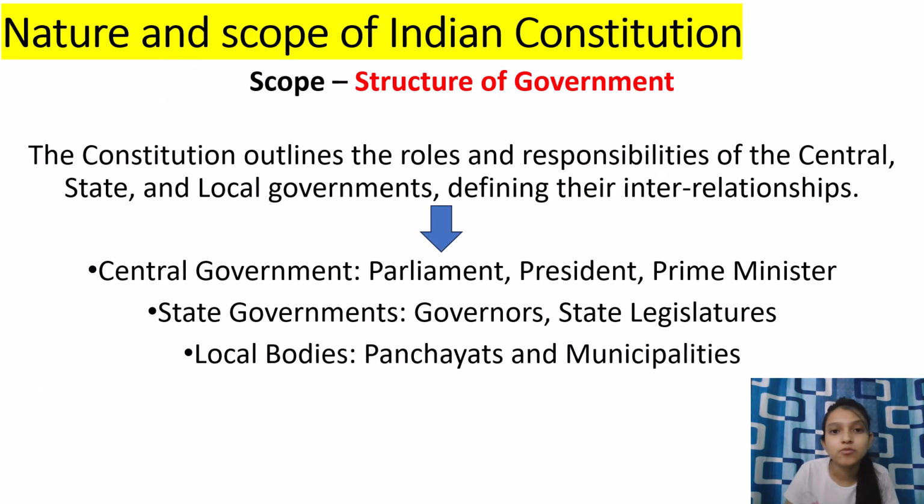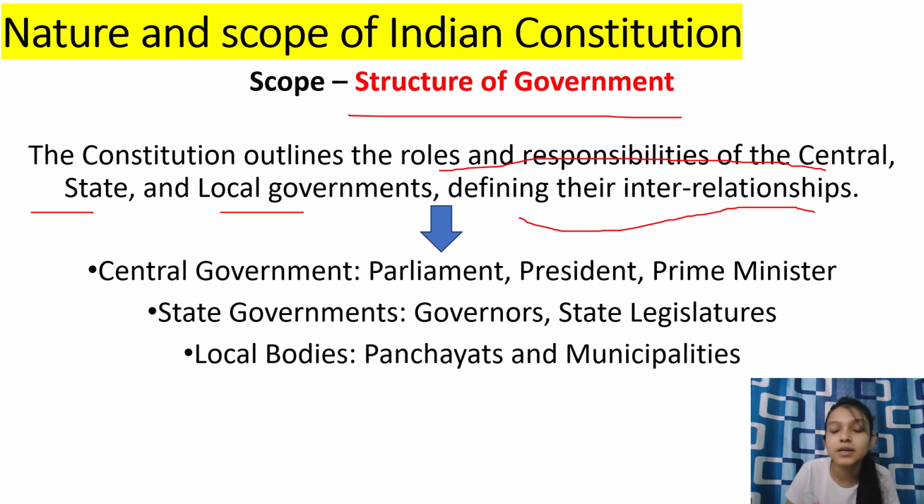Now let's move into the structure of government. Another scope of the Indian constitution is that it provides the structure of government, how a government would be made. The constitution outlines the role and responsibilities of the central, state and local governments, defining their interrelationship. So it talks about the central, state and local governments and their relationship among all. So it provides the scope for the structure of government, how government would be made.